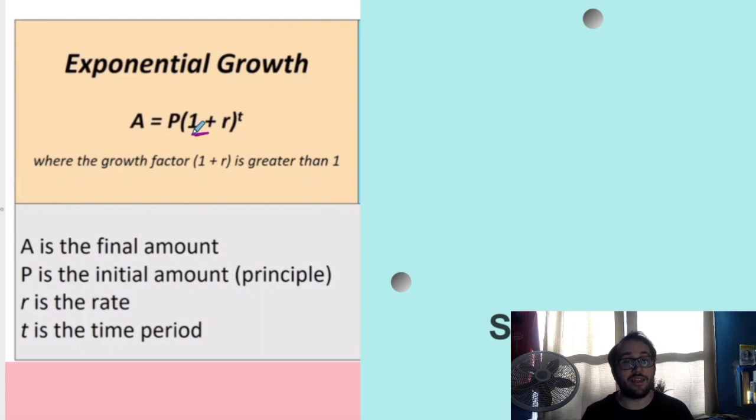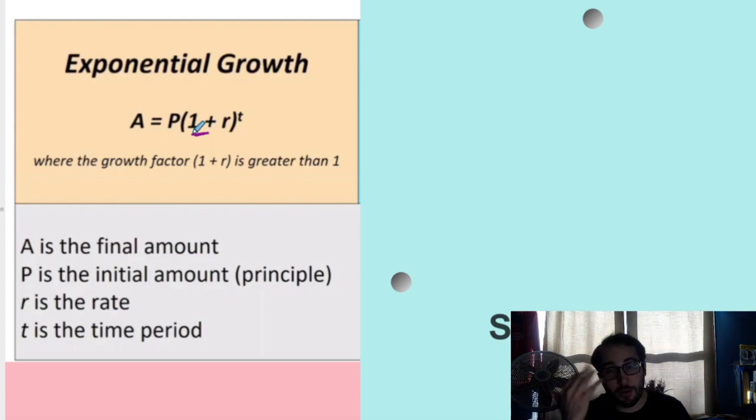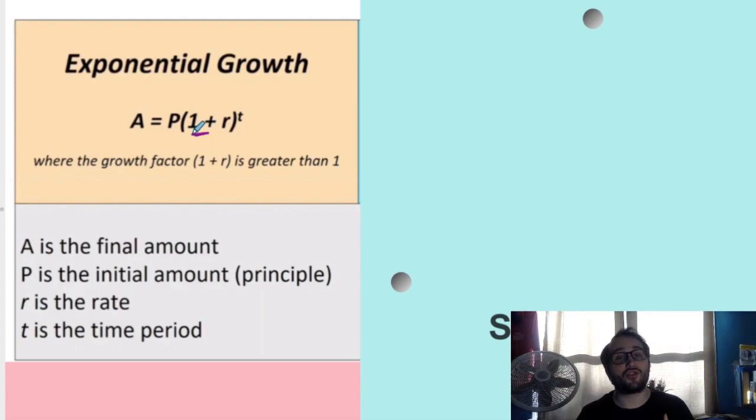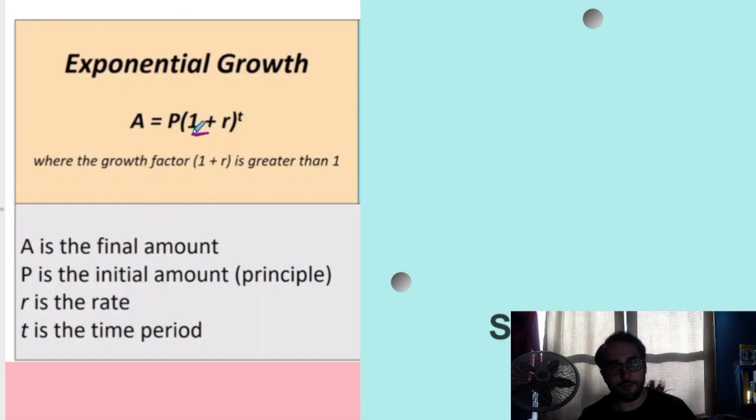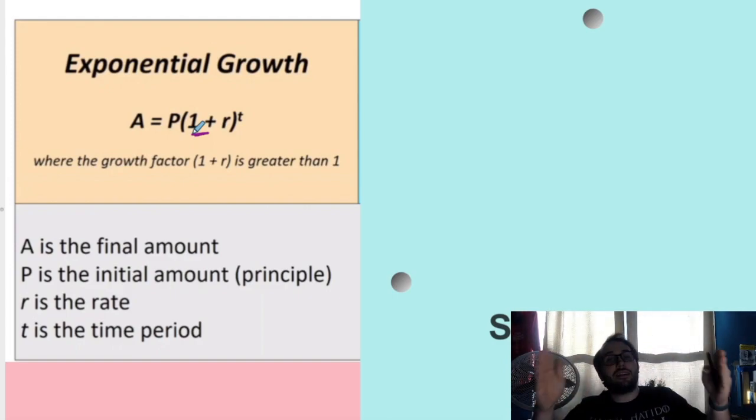A is the final amount after you calculated something changing over time. P is the initial amount. We use the letter P because that refers to principal. You're going to see this in other parts of mathematics. r is the rate, how things are changing. It could be changing positively, so up, or negatively, so down, decreasing. And then most importantly is the time period: over how many years or days or months is this changing.